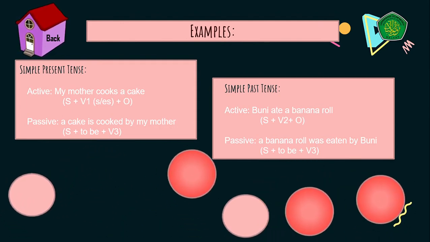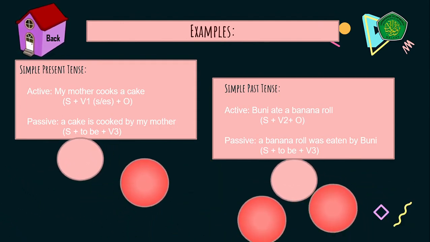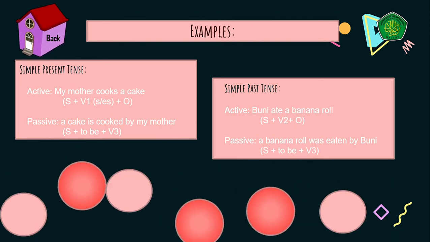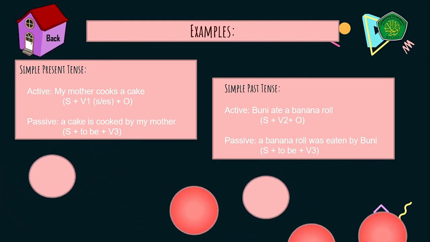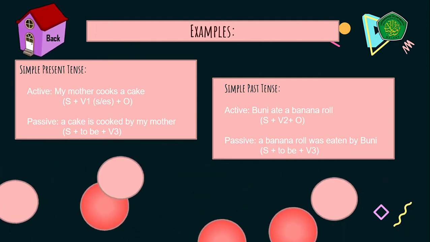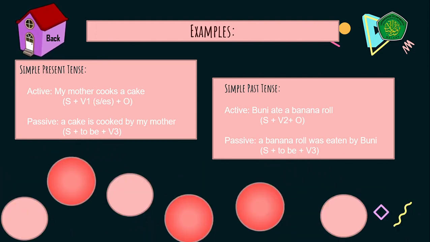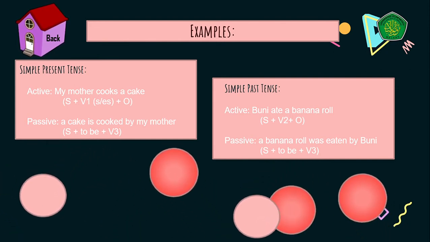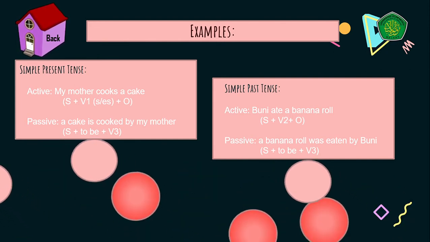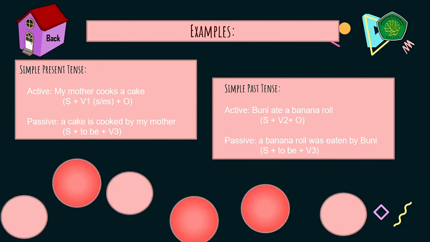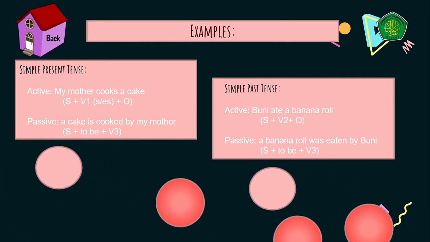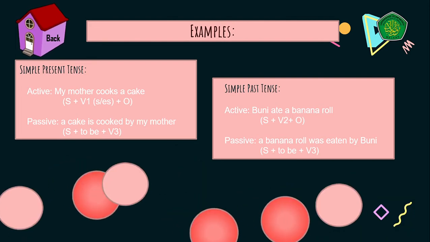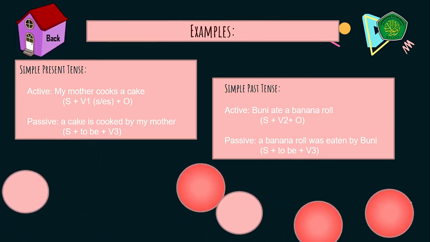Here, to be follows the tenses of the active sentence, and there in the active sentence it uses the simple present tense, so in the passive sentence the to be is. Next, the subject of the active sentence becomes the object of the passive sentence. Likewise, in the second example the simple past tense is used, and the formula is the same as in the present tense in the previous example.